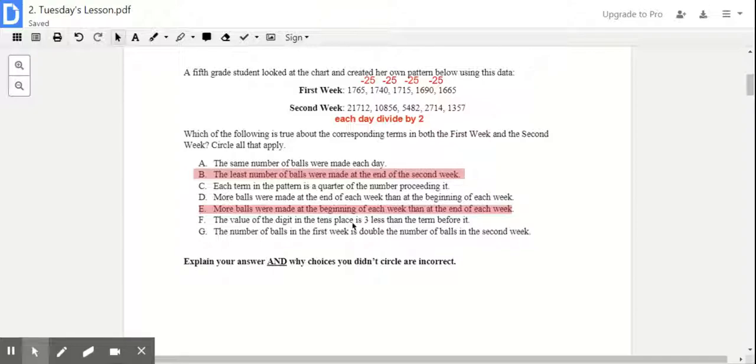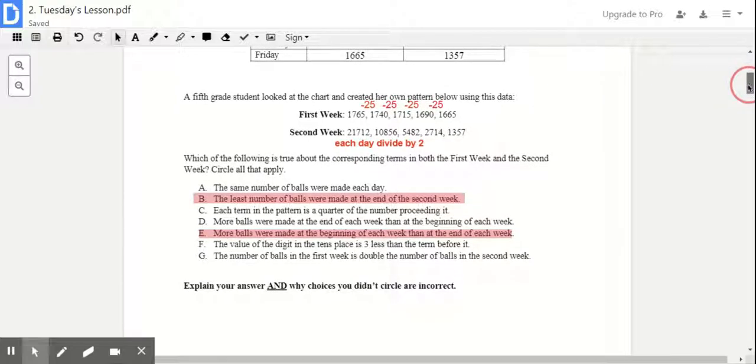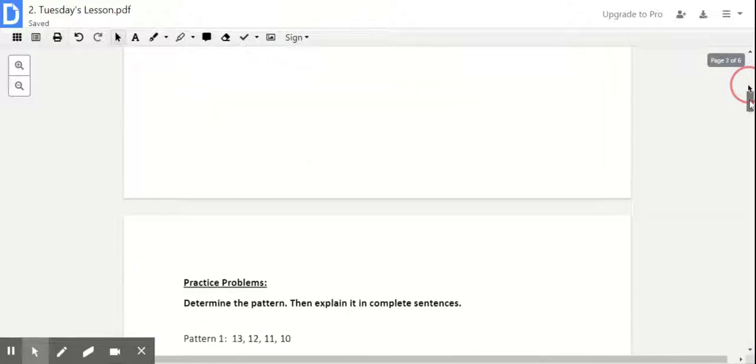G. The number of balls in the first week is double the number of balls in the second week. Why is G incorrect? Exactly. So right here, you're supposed to realize that when it says double, it means you will multiply by 2, and that clearly this is all the way incorrect based off of the terms that we have in our first week and our second week. All right. So we have now determined which one is true and why after we determined what our patterns are for each week. Okay?